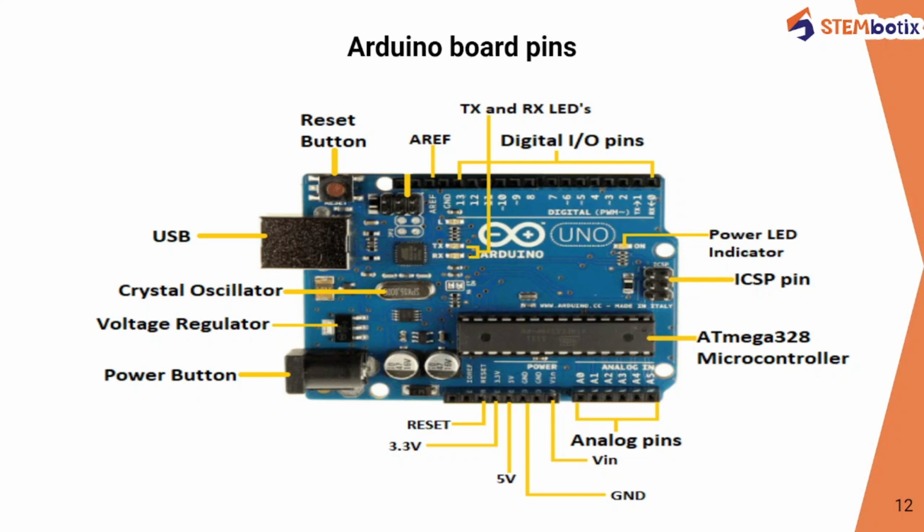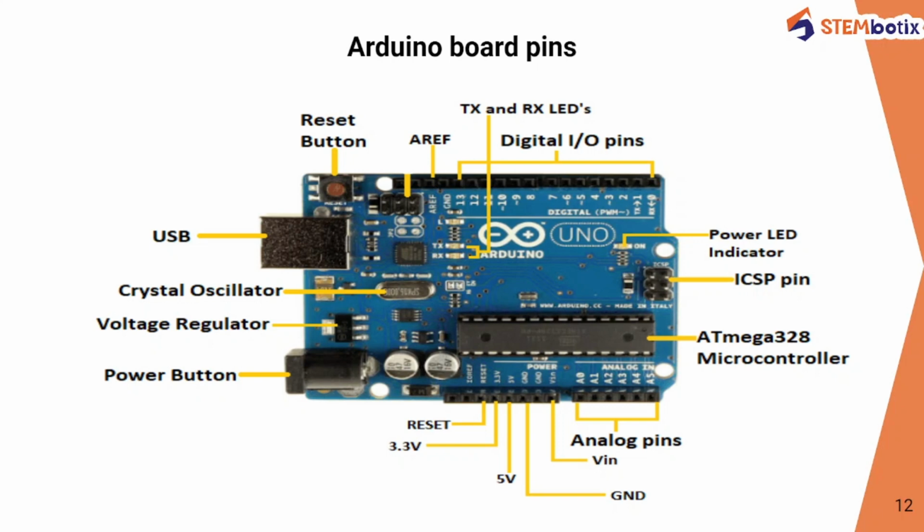So where we need a transmitting and a receiving method, we can connect those pins to 0 and 1. And these TX and RX LEDs turn on and off, or we can say they blink, when the TX pin is on and the RX pin is off, or vice versa. That is, when transmitting and receiving are going on, the TX and RX LEDs blink.